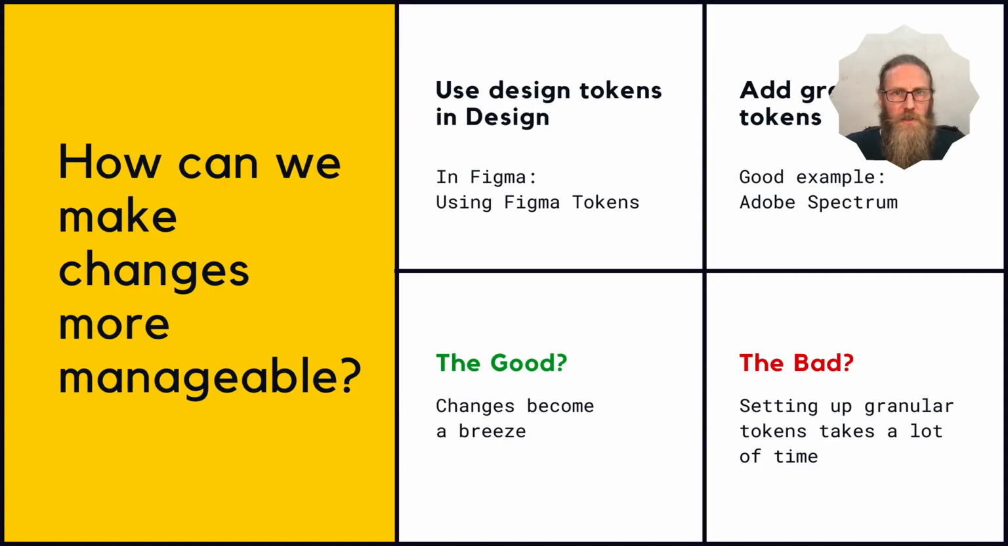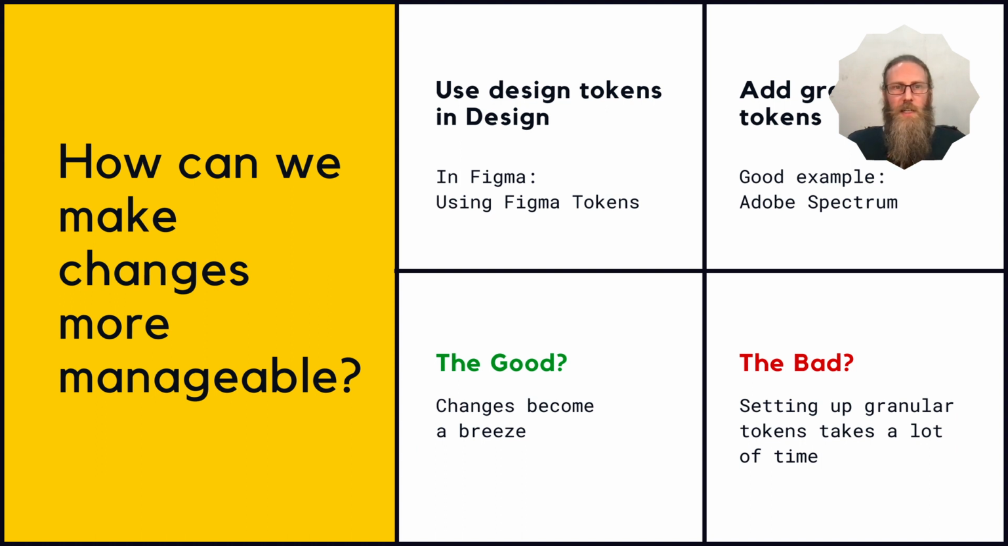So how can we make changes a bit more manageable? One step towards making these changes more manageable is by using design tokens in your components, in your design, for example, using the Figma tokens plugin that Jan showed us earlier. A next level of optimization could be adding granular tokens for each component and all its variants. I think a great example of this is the design system created by Adobe, called Spectrum, which has extremely granular tokens and has been a great inspiration to us.